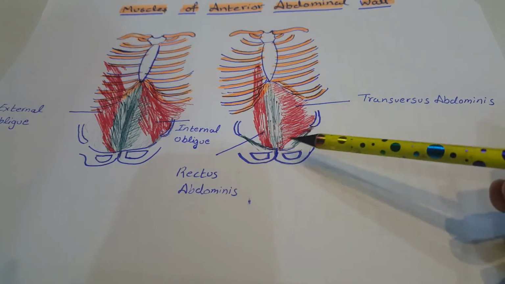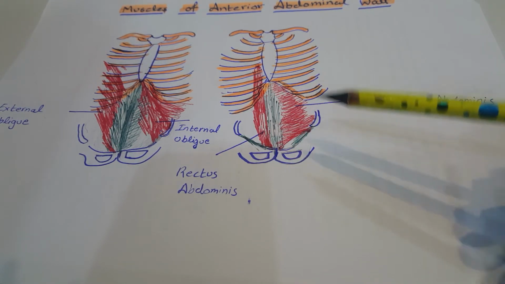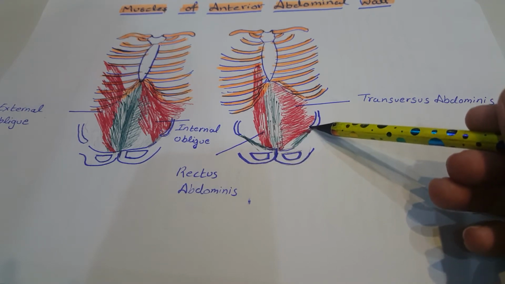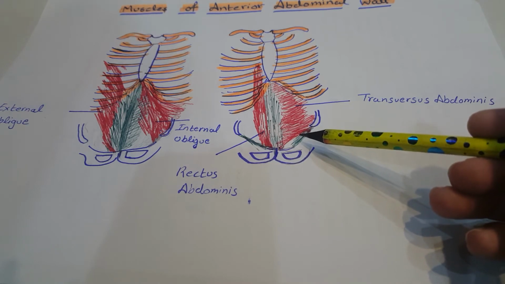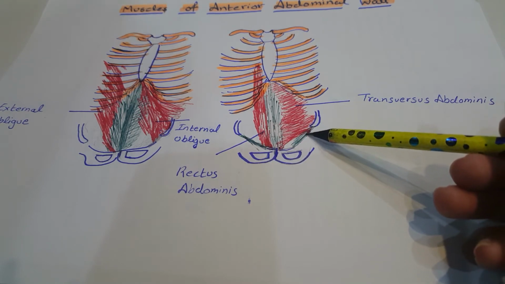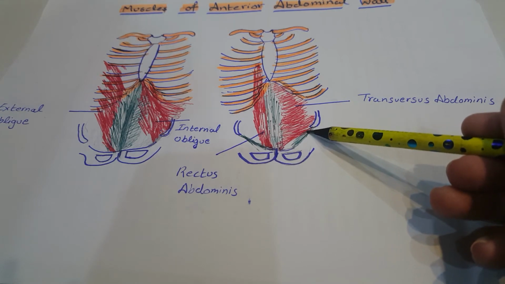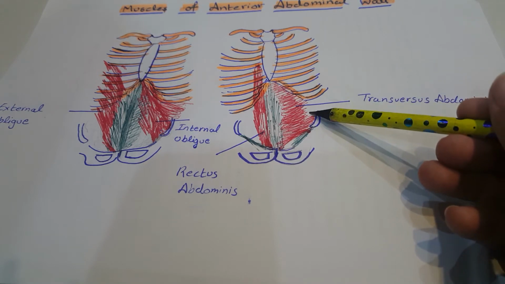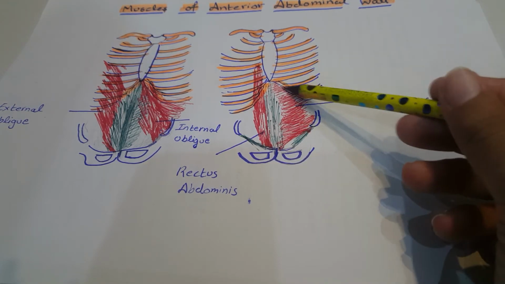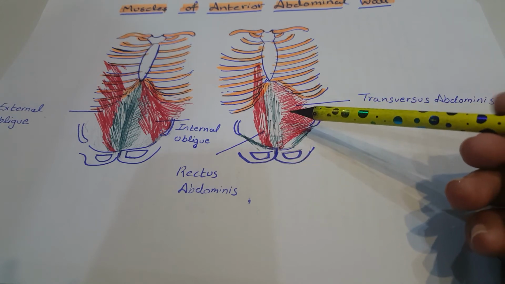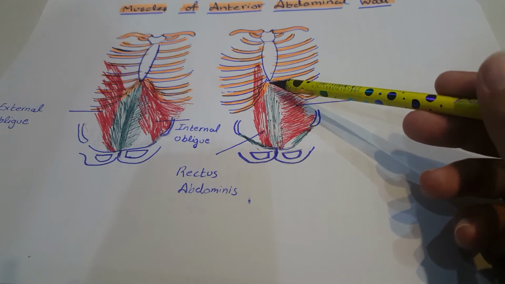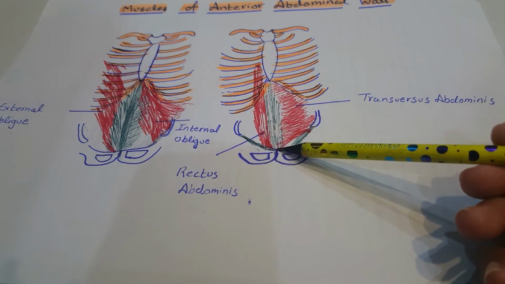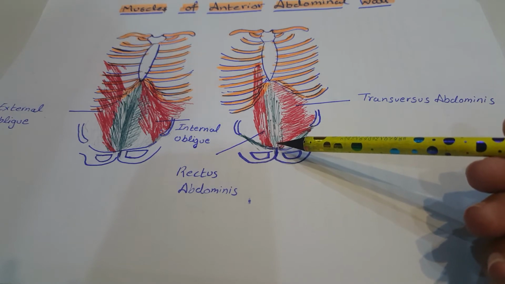Transversus abdominis muscle, as you can see in the diagram, originates from the lateral 1/3 part of the inguinal ligament. With green line I have shown inguinal ligament. It originates from the lateral 1/3 part of the inguinal ligament, inner lip of the iliac crest, thoracolumbar fascia, and lower 6 costal cartilages. And finally, transversus abdominis muscle is inserted over the xiphoid process, linea alba, pubic crest, and pectineal line of the pubis bone.